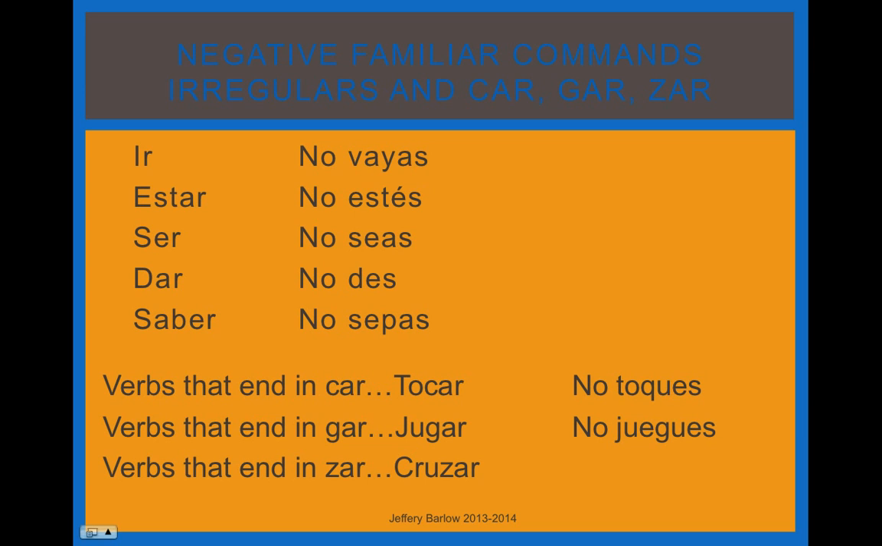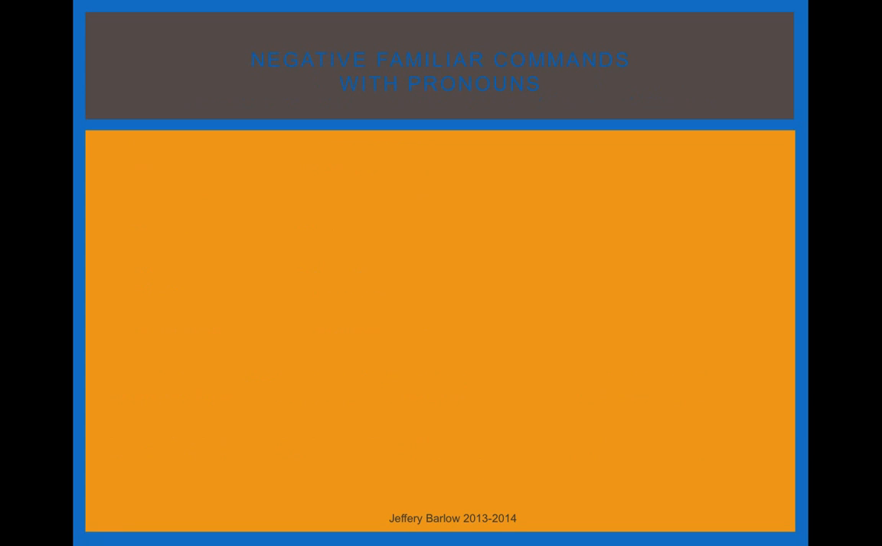Verbs that end in zar, ZAR that is, need to end in CES. So where do we place pronouns with negative familiar commands? It's a little easier than with the affirmative familiar commands.